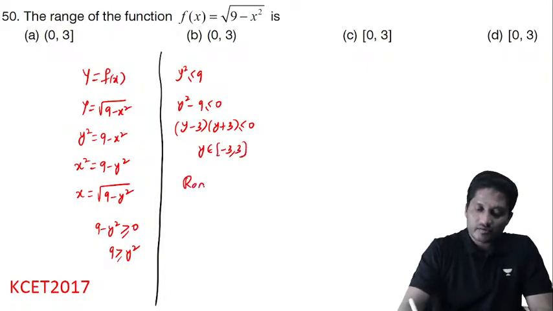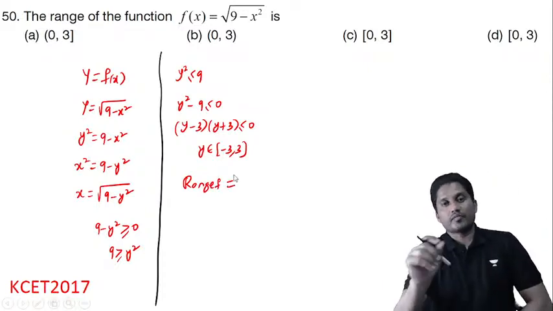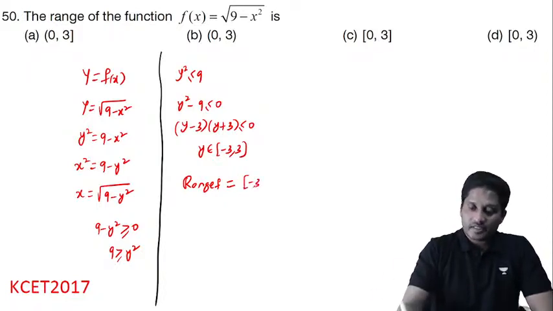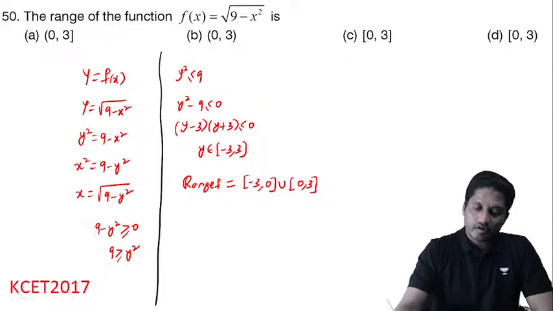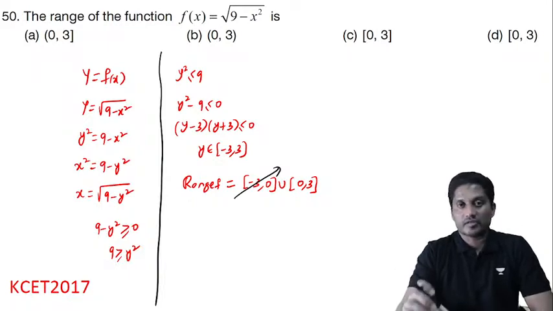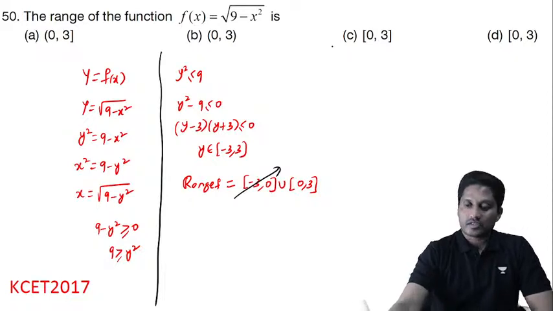Range of f is equal to... root of a number cannot be negative, so output cannot be negative. Root of 9 minus x square cannot be negative for any value of x. I can write this as minus 3 comma 0 union with 0 comma 3, right? So cannot be negative. This closed interval 0 comma 3. Root of 9 minus x square can be 0 when x is plus minus 3. So answer is closed interval 0 comma 3. Answer is option C.